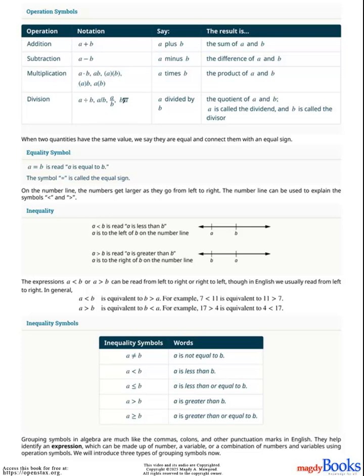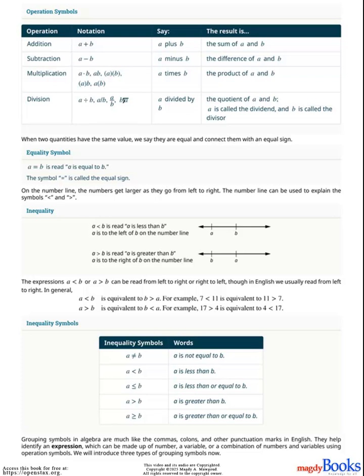E. Inequality. a less than b is read a is less than b. a is to the left of b on the number line. a greater than b is read a is greater than b. a is to the right of b on the number line. The expressions a less than b or a greater than b can be read from left to right or right to left, though in English we usually read from left to right.